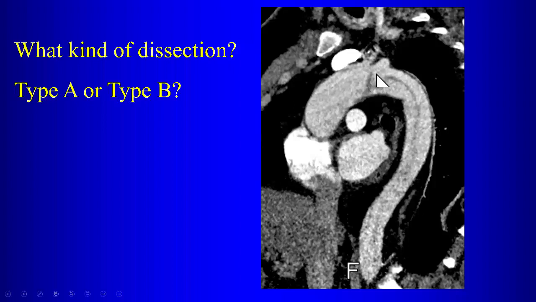That's the point. The point is this is arch involvement without involvement of the ascending aorta. The arch is not the same as the ascending aorta. The ascending aorta ends where you have the takeoff of the right brachiocephalic artery. Somewhere here, the right brachiocephalic artery is not in this image, right? But it's proximal to this. Okay?